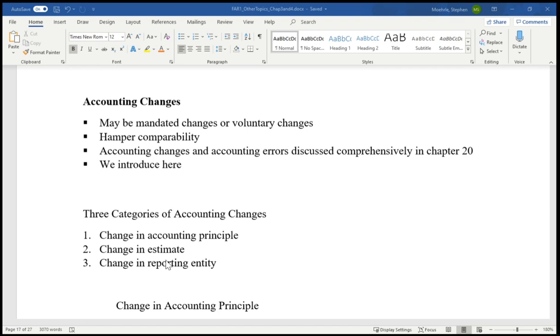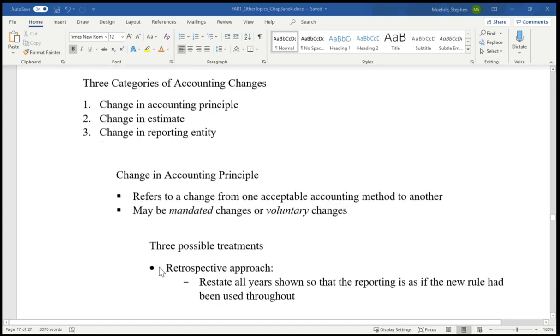Accounting changes and accounting errors are discussed comprehensively later in the textbook. We introduce them here. There's three general categories of accounting changes: changes in accounting principle, a change in an estimate, or a change in reporting entity. We'll talk about the treatment of each in turn.